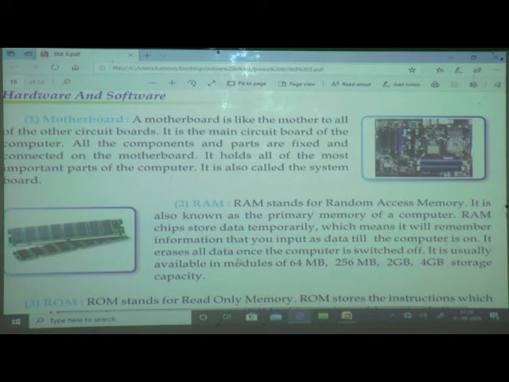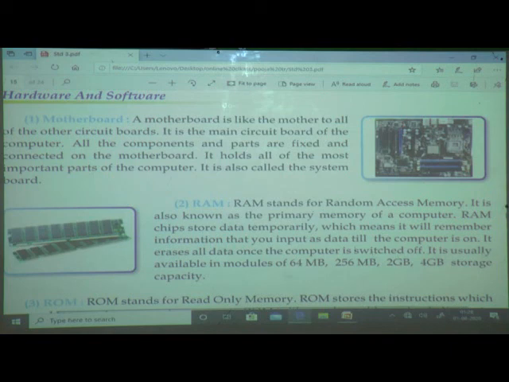It erases all the data once the computer is switched off. If we shut down the computer, it erases all the data. RAM is not permanent memory. It is temporary, for some time only. That's why it is called a temporary memory.